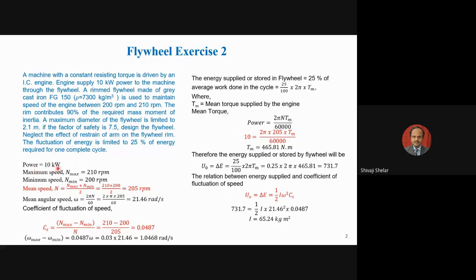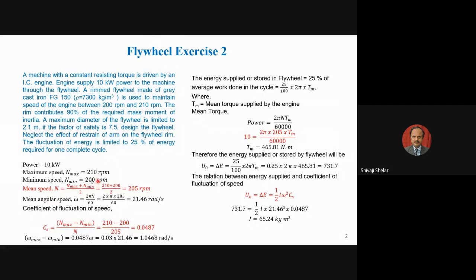You have been given here power to be transmitted is 10 kilowatt. So engine is supplying 10 kilowatt. The maximum speed of the engine given in this problem is 210 rpm. Minimum speed n minimum is again given in the problem. It is 200 rpm. So 210 and 200. So your engine shaft should fluctuate in the speed between 200 rpm to 210 rpm. It should not drop below this, or go above this 210 rpm.